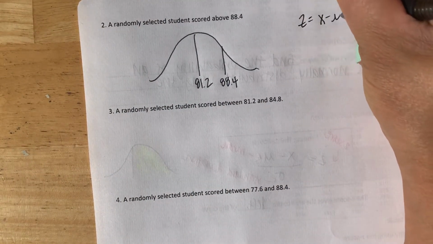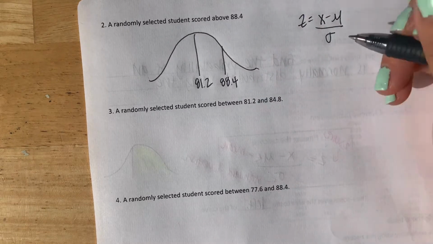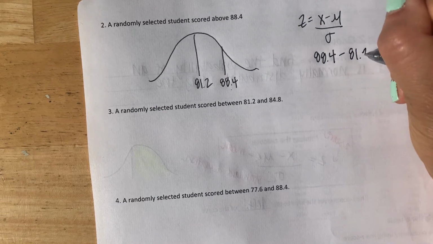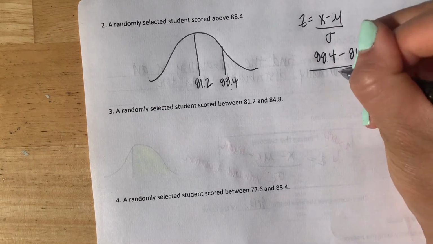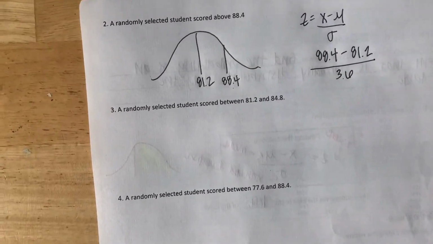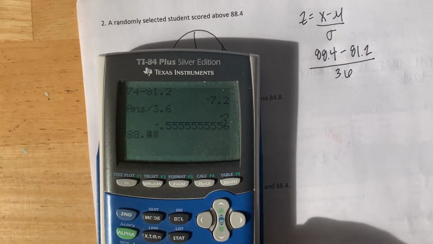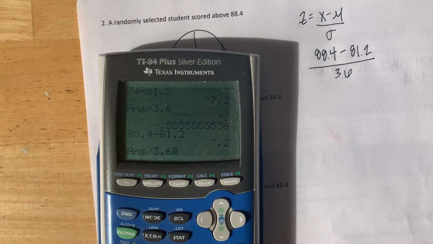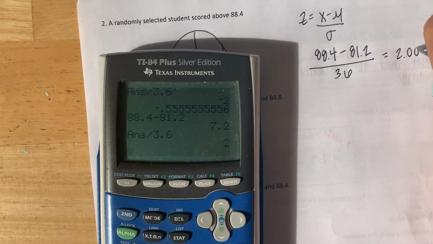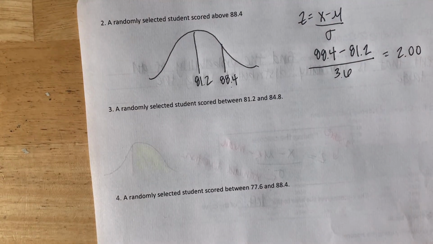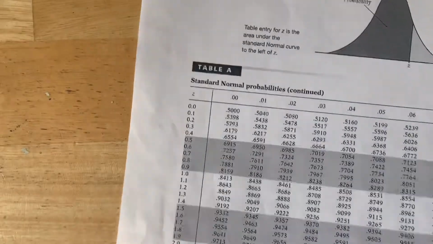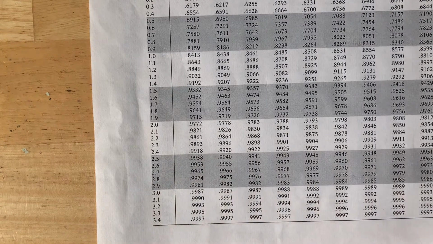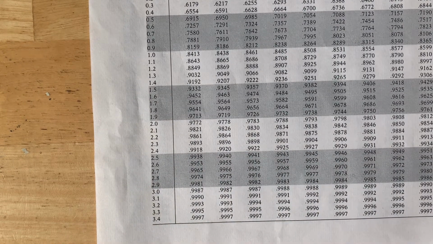Z equals x minus the mean over the standard deviation. X is 88.4. Minus the mean is 81.2. The standard deviation is 3.6. So I have 88.4 minus 81.2, push enter. Divide that by 3.6. And this time I get positive 2, or 2.00. So I do need positive 2. So 2.00 is 0.9772.